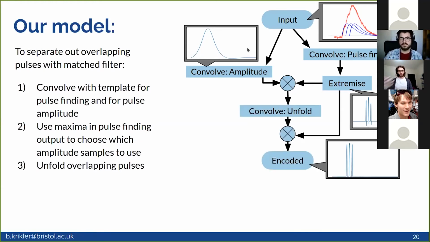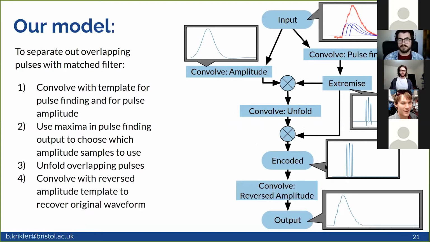Then we have this unfolding step. This is where we took that matrix and did the matrix inversion. Again, we have to confirm this really works, but I think we're seeing that it looks reasonable. We can convolve this with another template which represents that inverted matrix. And then we apply that same extremization process to remove anything in between where no pulse should have been detected. What we get out at the end is this encoded space. You see 3 spikes at fixed distances at roughly the same amplitude, which is what we know went in.